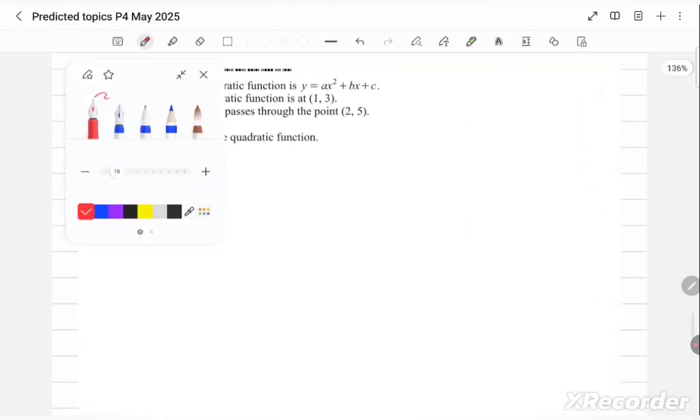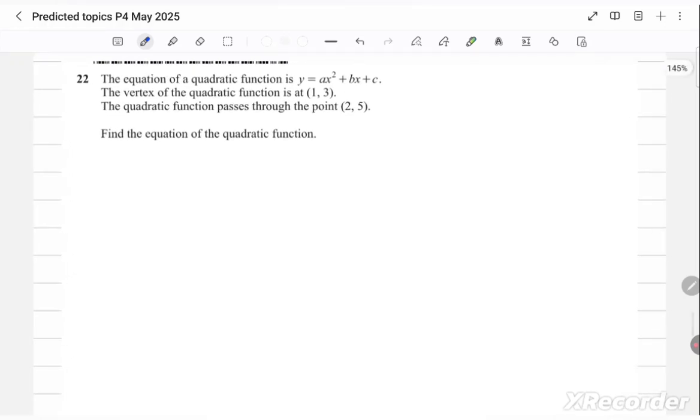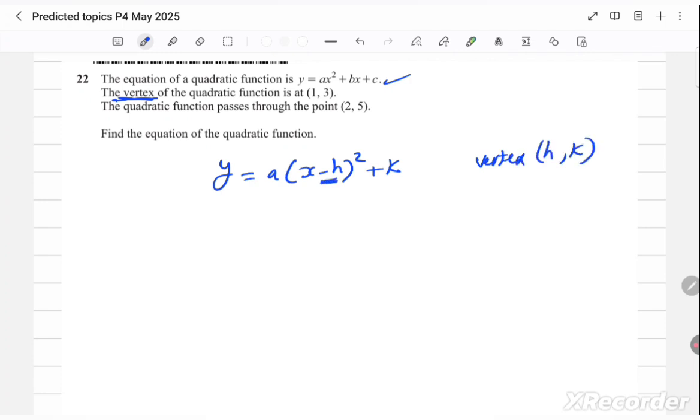Next question is about vertex. If you have a quadratic equation, here they are talking about the vertex. You should know that the vertex or the turning point of a quadratic equation has a formula. This is the completing square form, which is y equals a(x minus h) squared plus k. And usually the vertex will be (h, k), the opposite sign of what's inside, the same sign as what's outside.